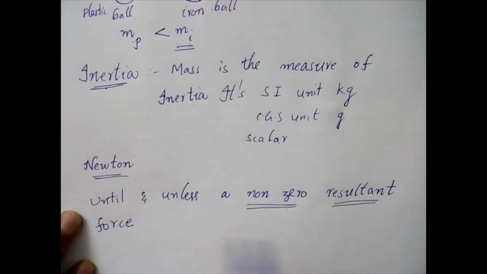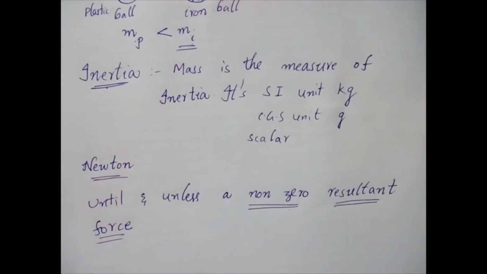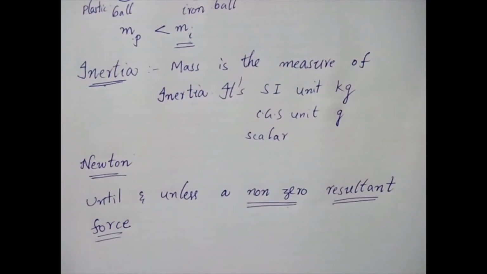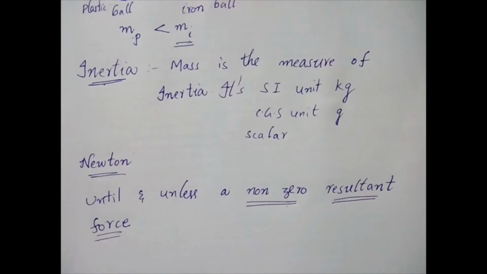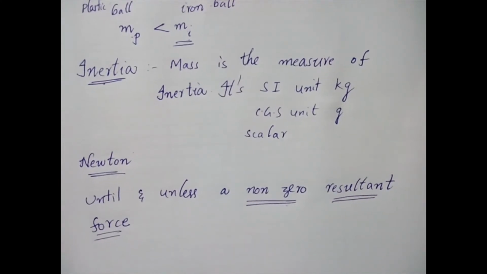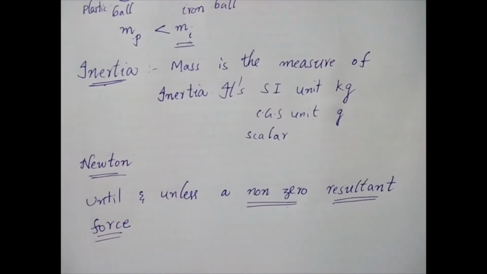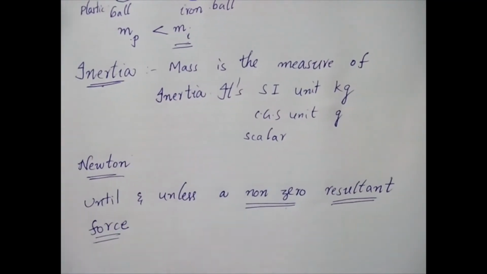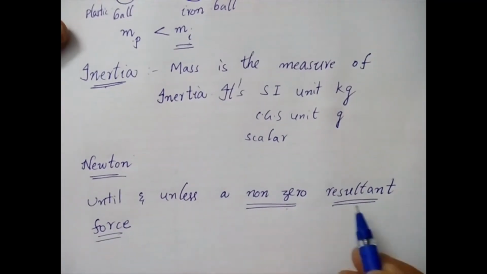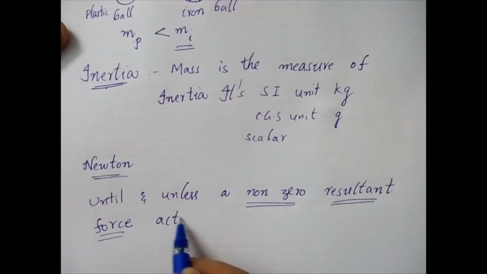be a resultant force. We know on some object there will be many forces acting. Yes or no? For example, if you just keep a ball on earth also, there will be gravitational force acting, there will be frictional force acting, and there will be wind force also acting. So upon all these forces there will be a resultant force. That resultant force should not be equal to zero.